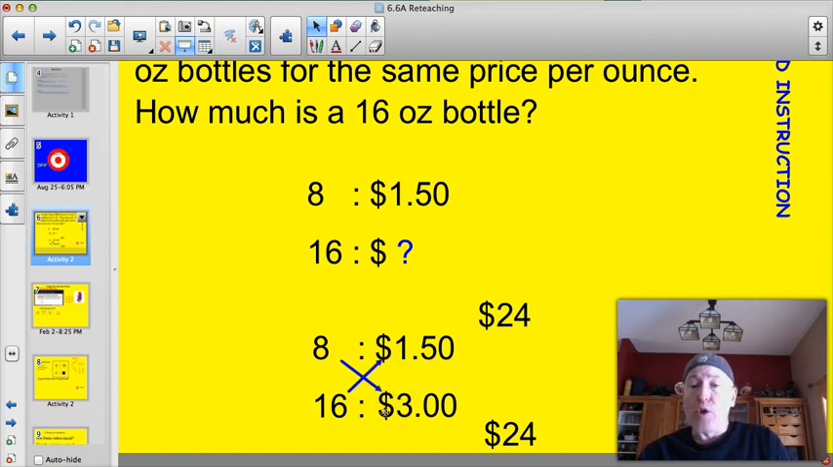So I used some logic in knowing that these cross products were equal in order to solve that problem. I'm going to show you a method tonight I call using the box. That'll make proportion questions, ratio questions like that a snap. All right, let's get to it.